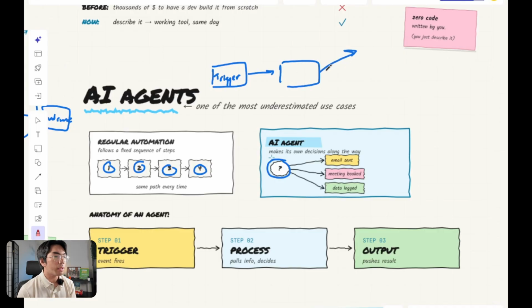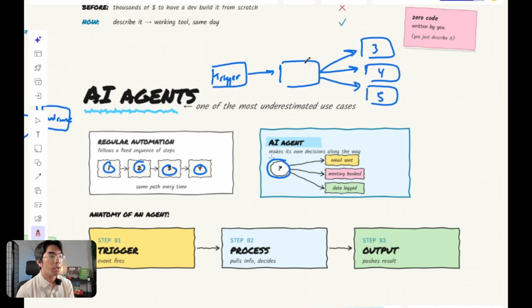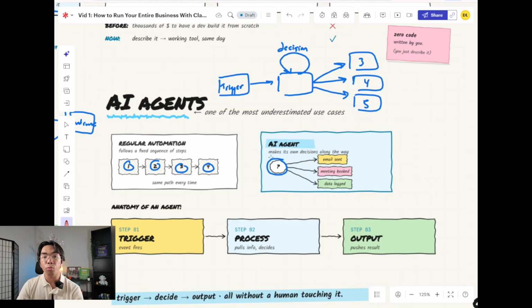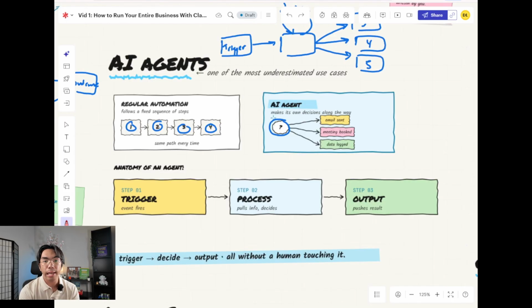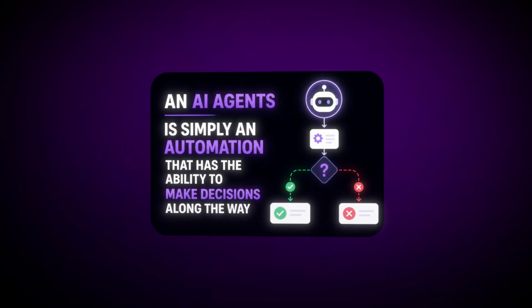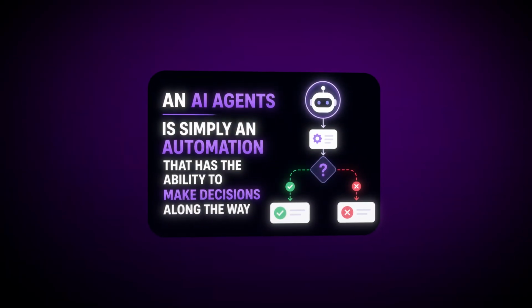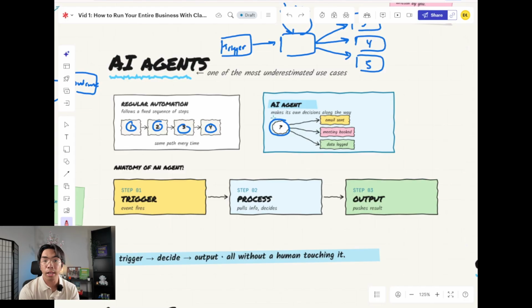So an AI agent should be able to make decisions along the way, such that instead of 1, 2, 3, 4, we have 1, 2, and then we can go 3, 4, or 5, depending on what would be the best case scenario. In any case, the agent creates a loop right here that we will allow the decision maker, which is the LLM, to choose what would be the best option for the rest of the flow. So hopefully that makes sense. In summary, an AI agent is simply an automation that has the ability to make decisions along the way and change the route depending on the situation.